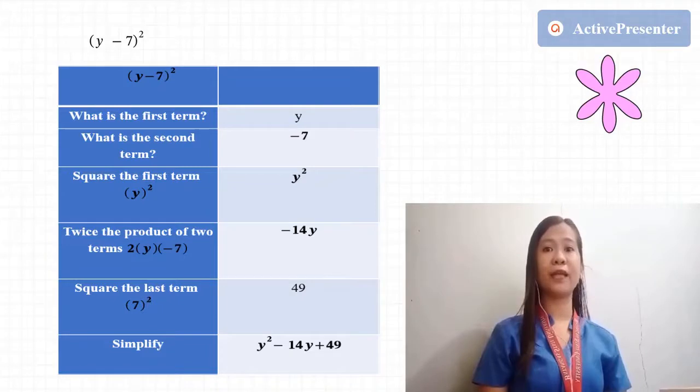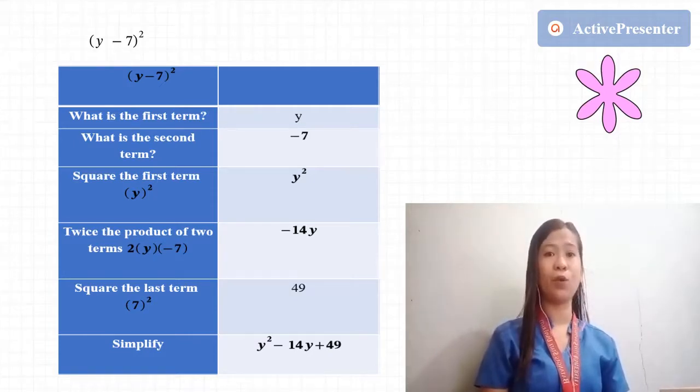Then, let us find twice the product of the two terms. Getting the product of the two terms that we have, y times negative 7 is equal to negative 7y, times 2 is equal to negative 14y. Then, find the square of the last term. We have negative 7 squared is equal to positive 49. Let us simplify. We have the quantity y minus 7 squared is equal to y squared minus 14y plus 49.